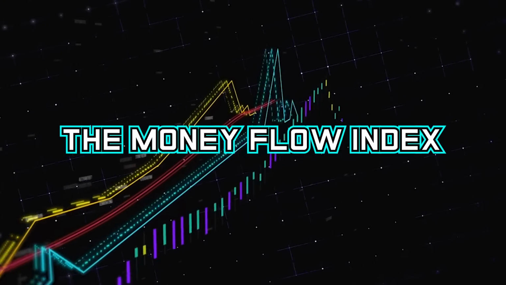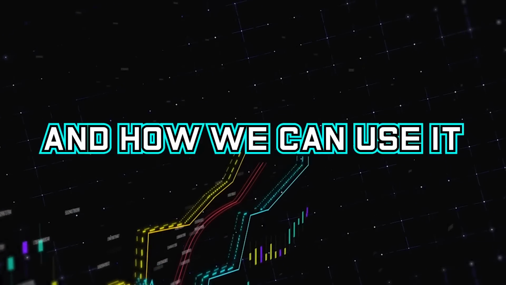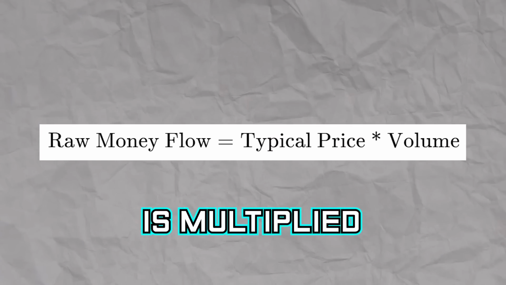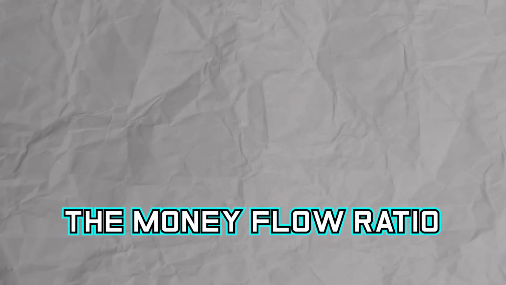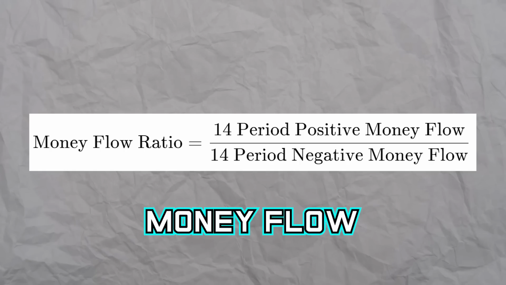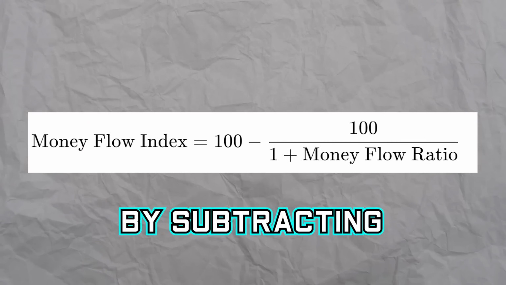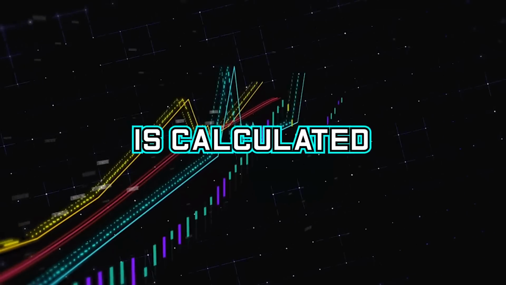Since the money flow index works a bit differently than the RSI indicator, let's first take a look at how it works and how we can use it. When the typical price, which is the sum of the high, low, and close divided by 3, is multiplied by the volume, we will get the raw money flow. Then to calculate the money flow ratio, the 14-period positive money flow is divided by the 14-period negative money flow. Then finally, the money flow index is calculated by subtracting 100 divided by the money flow ratio plus 1 from 100. This is how the money flow index is calculated.